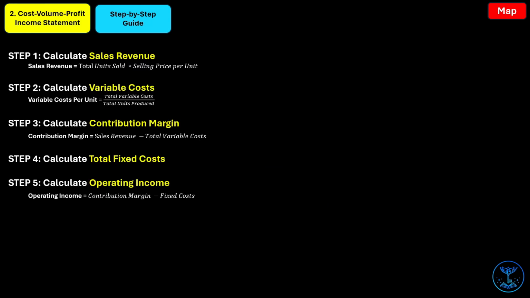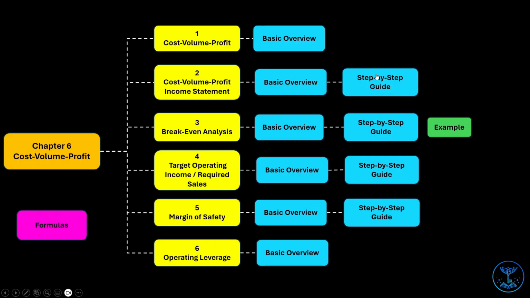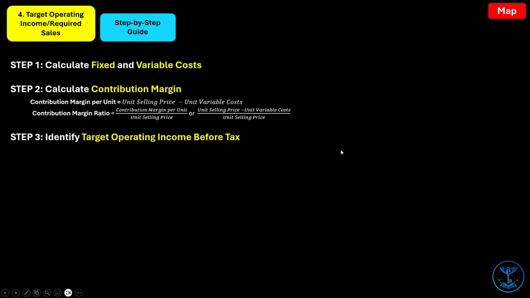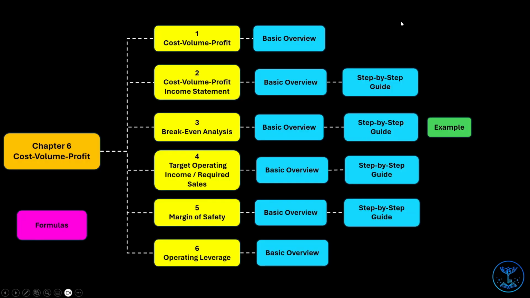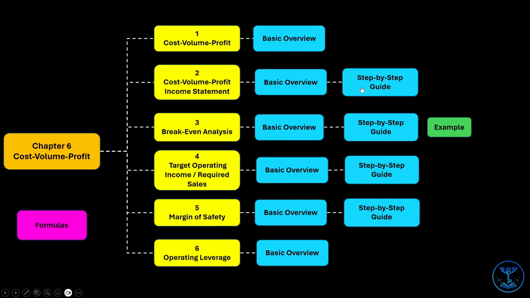You can go through all the steps, see everything, see your template, and if you want to go back, you just click the map, and there you go. If you're in the other view, Control-click also works. You can do it with anything, like target operating income: go through all the steps, go back, and that's it. If you want to look at the formulas, it's the exact same thing. So let's go to the video.